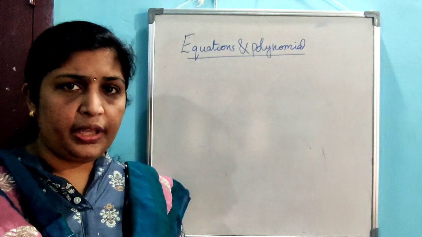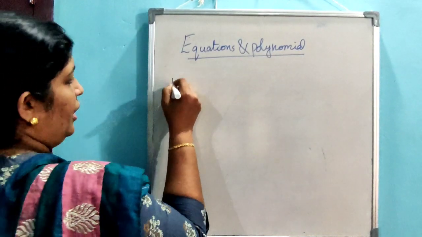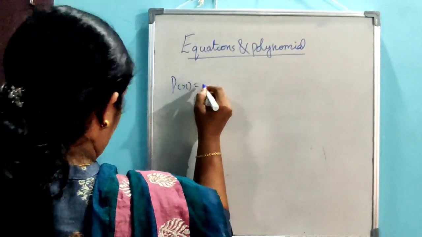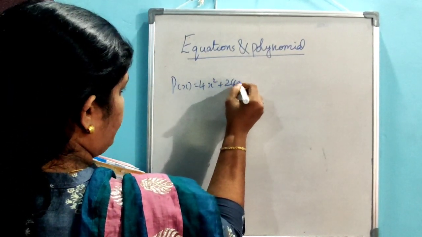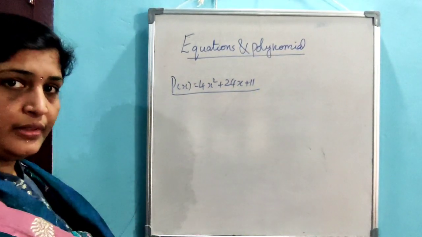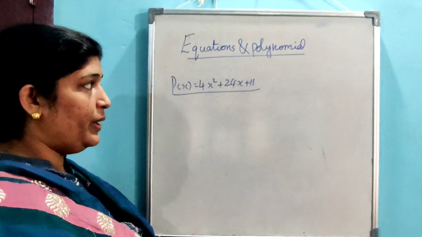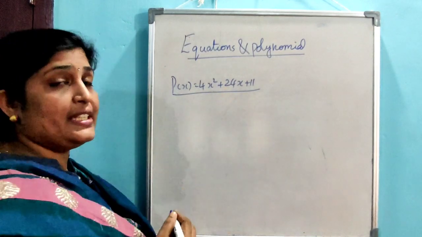Okay, what is a polynomial? Yes, we know what a polynomial is. See, here we have p of x is equal to 4x square plus 24x plus 11. Okay, this one is a polynomial. And what about its degree? What type of polynomial is it?